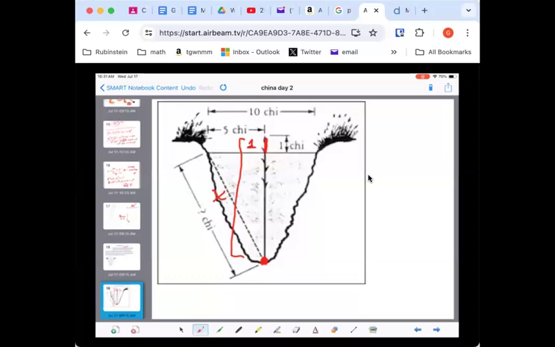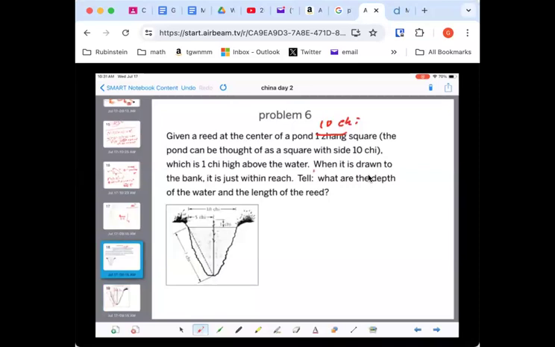All we know is that it's sticking out by 1, it seems. But then they tell us some other interesting piece of information. They tell us that when the reed is drawn to the bank, it is just within reach. Now that's confusing.